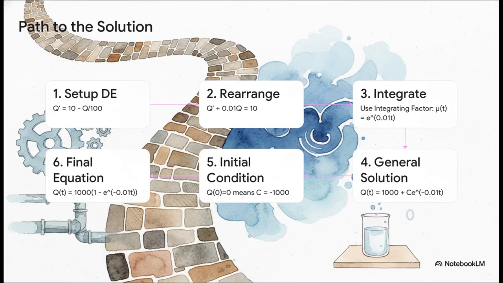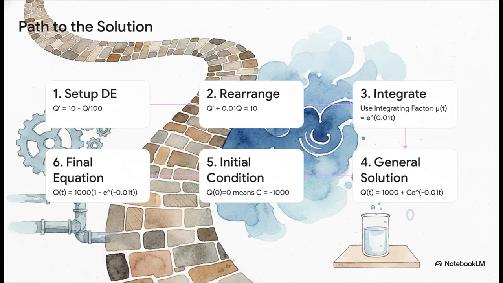From here, it's kind of the standard playbook for solving this type of linear equation. We rearrange it into that standard form, then we bring in this special tool called an integrating factor. It's what makes the equation solvable. After we work through the integration, we get what's called a general solution. It has that plus C on the end, which means it describes every possible version of the system.